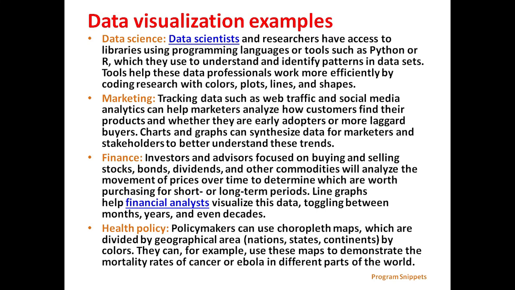Next is health policy. Policymakers can use choropleth maps, which are divided by geographical area by colors. For example, they can use these maps to demonstrate the mortality rates of cancer or Ebola in different parts of the world.